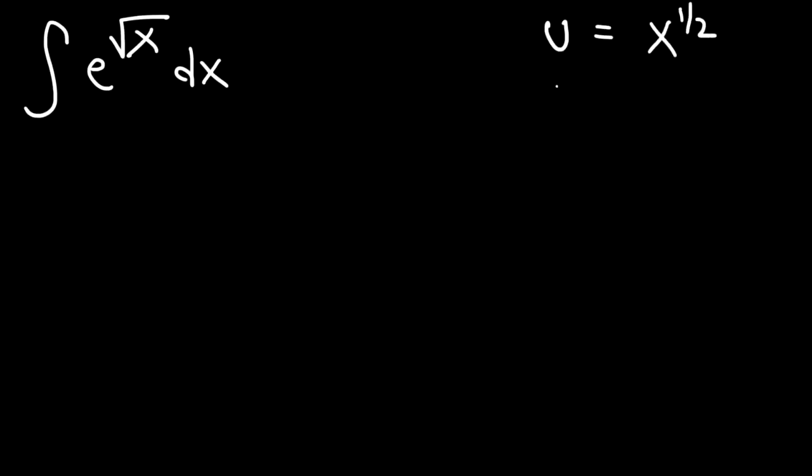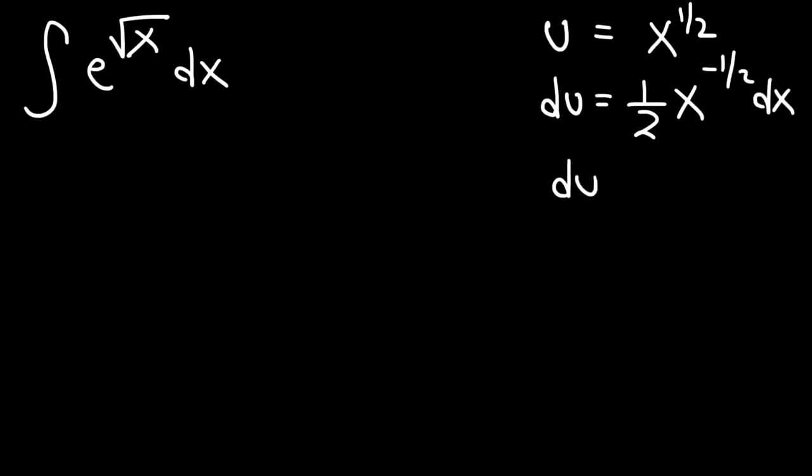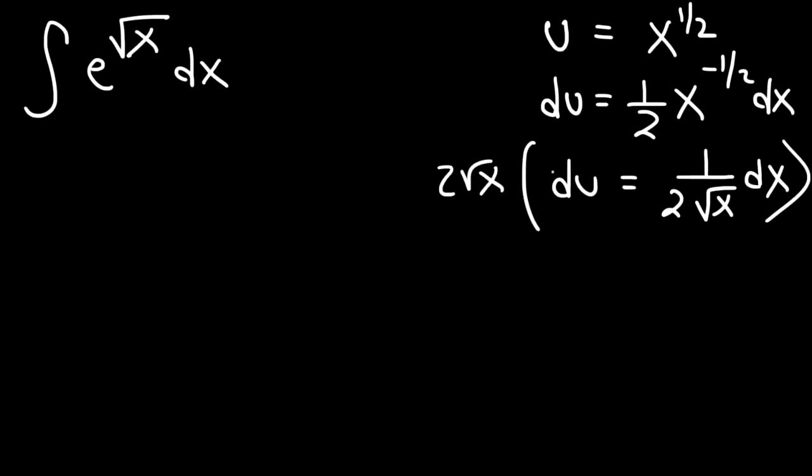So now we'll need to find du using the power rule. So it's going to be 1/2 x, and then 1/2 minus 1 is negative 1/2. So we can rewrite that as 1 over 2 x to the positive 1/2, or simply the square root of x. Now we need to get dx by itself. So let's multiply both sides by 2 square root x.